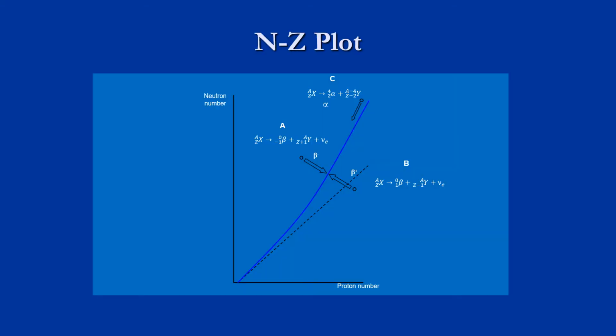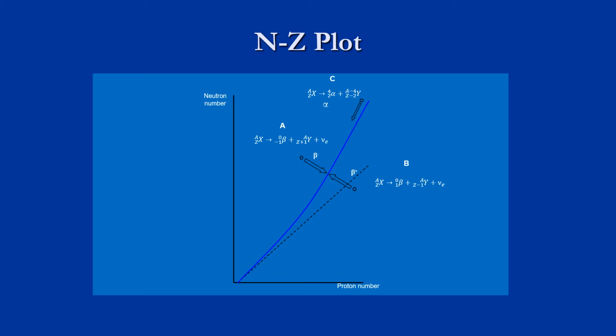A good way to visualize nuclear stability is to plot the neutron number versus the proton number for all known isotopes. And we call this the NZ plot. So looking at this, the dotted line represents N equaling Z, so the number of neutrons equaling the number of protons. The blue line is the stability line where we've got stable isotopes. And you'll see on there as well, we've got three situations, A, B, and C.